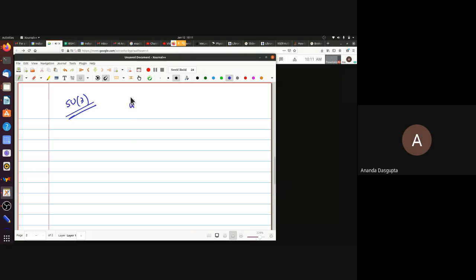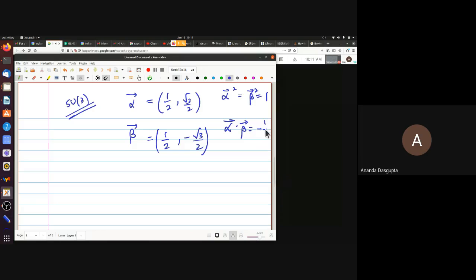SU3, of course, had two simple roots, alpha and beta, which were (1/2, √3/2) and (1/2, -√3/2). Of course, this had the properties that alpha squared and beta squared, the lengths, were both 1, and alpha dot beta happened to be minus half. Simply, they were at an angle of 120 degrees with each other.